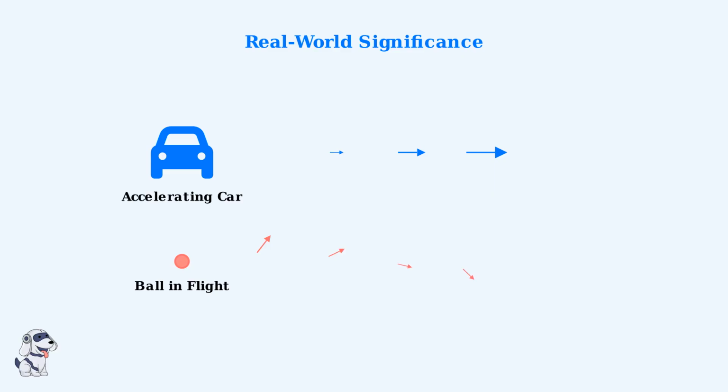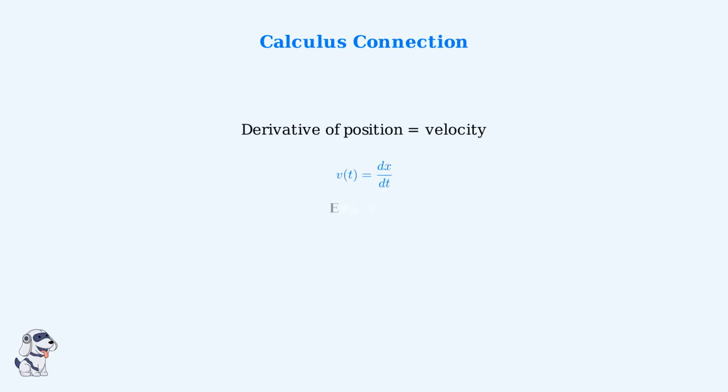A car accelerating from a stop sign has different instantaneous velocities at each moment, and a ball thrown in the air constantly changes its velocity due to gravity. In calculus, instantaneous velocity is calculated using derivatives. The derivative of position with respect to time gives us velocity. This mathematical tool allows us to find exact velocities at any moment for complex motion patterns.